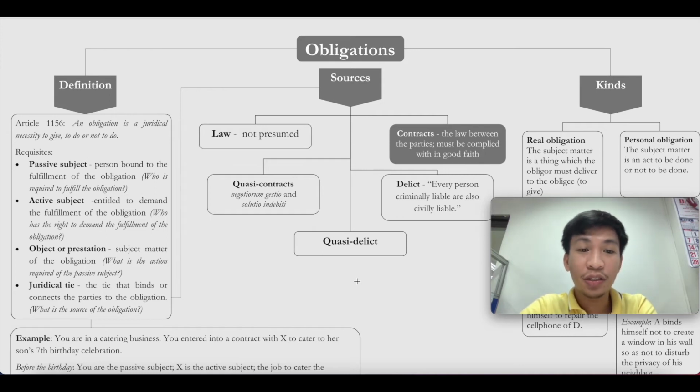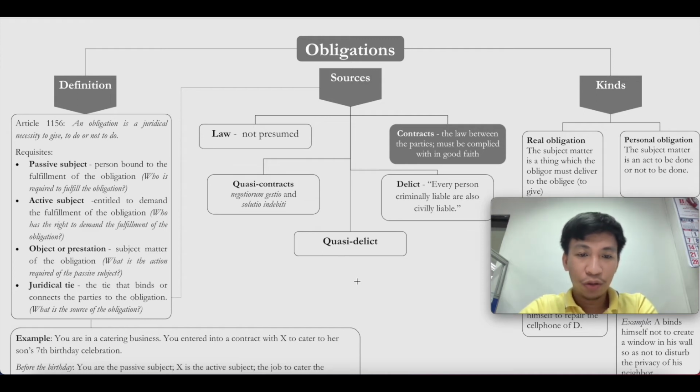Sabi nga natin kanina, isa negotiorum gestio without the consent of the owner. So, ang source ng obligation kapag sa ganon, it is already a contract. Not necessarily quasi-contract. Kahit na oral lang yon, contracts can be oral or written. So, that is quasi-contract. That's negotiorum gestio.